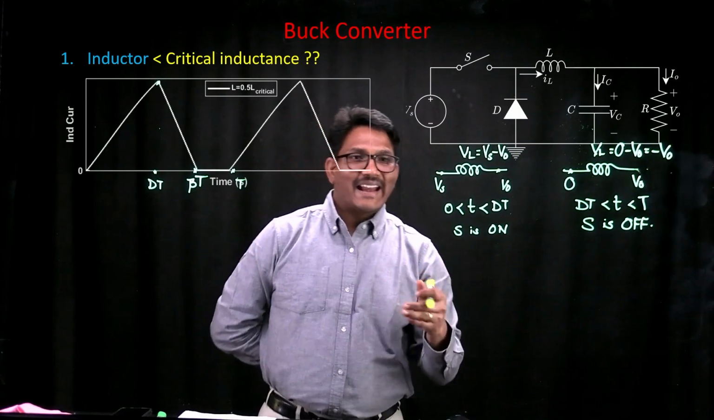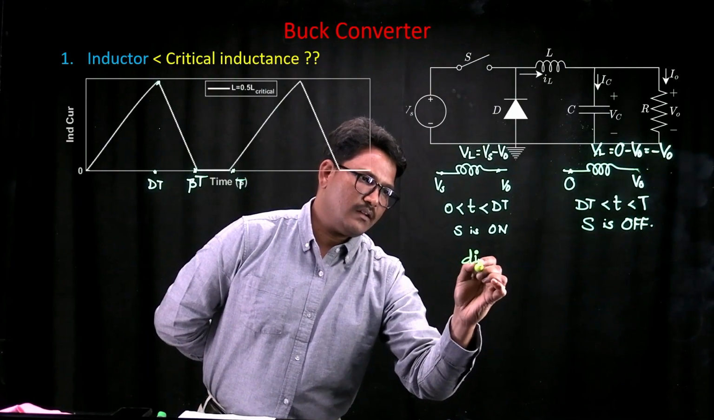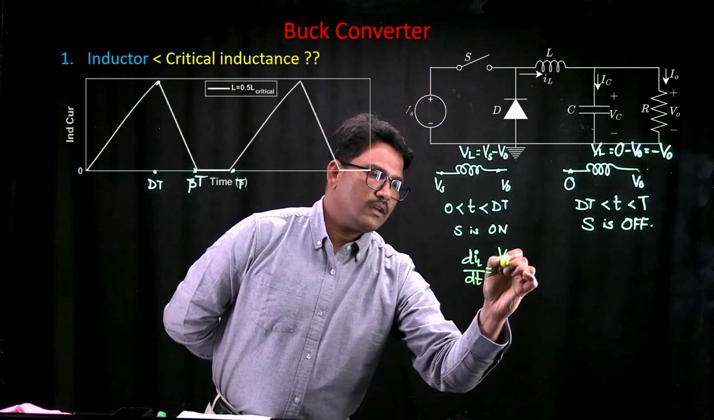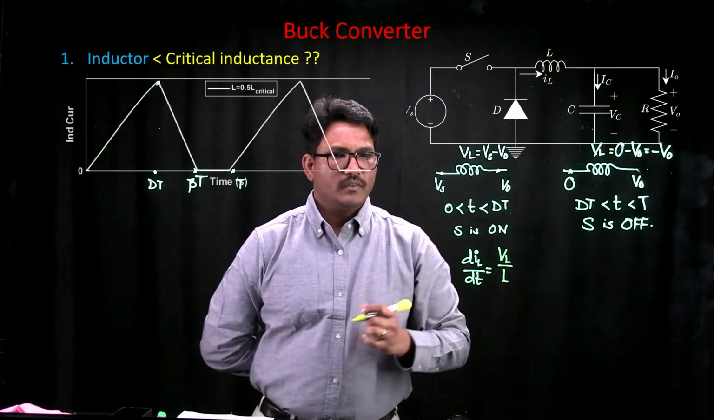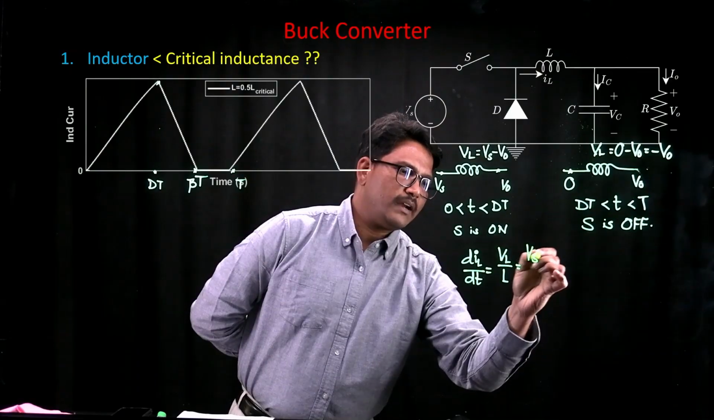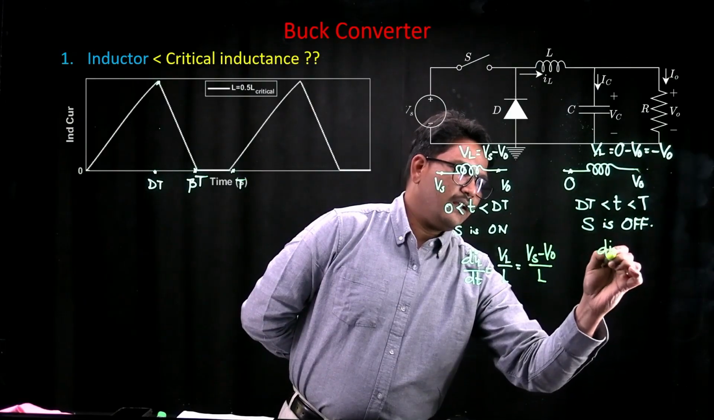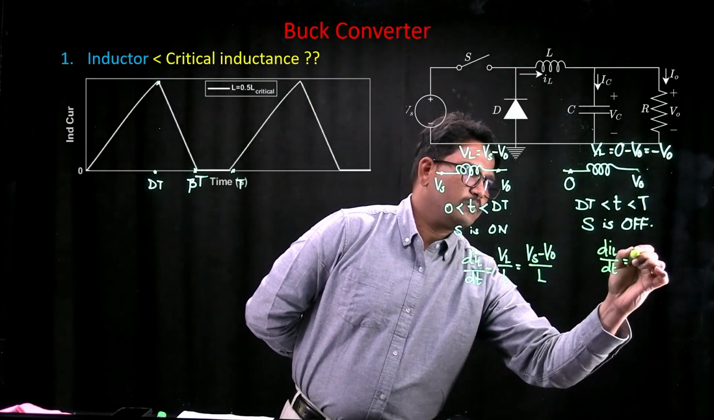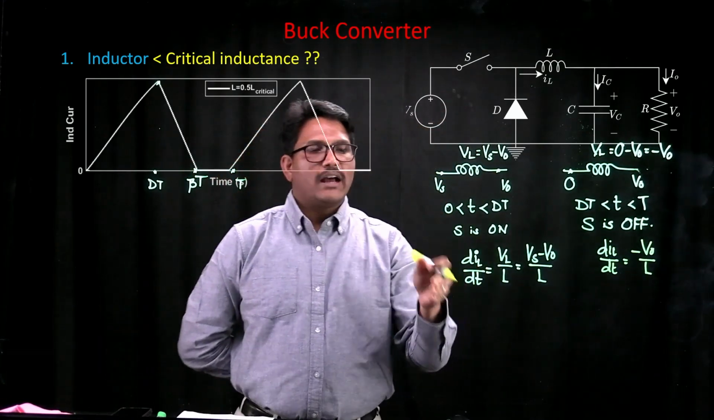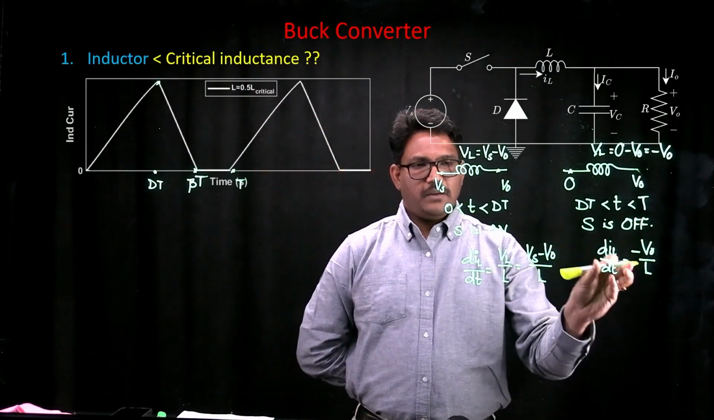Now, if you want to know the rate at which the inductor current is changing, which is dIL upon dt, it is now going to be VL by L. That's a very fundamental equation. So what is VL for us during turn on condition is Vs minus V0 upon L. Now similarly, the dIL upon dt here is minus V0 upon L, during turn off time of the switch.